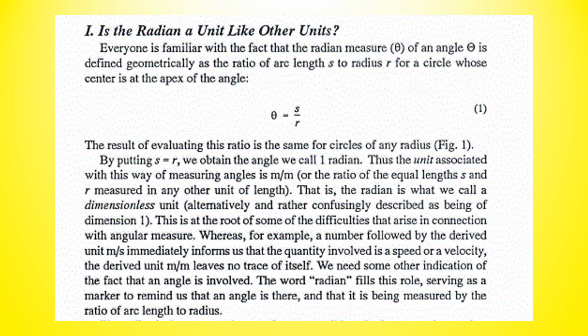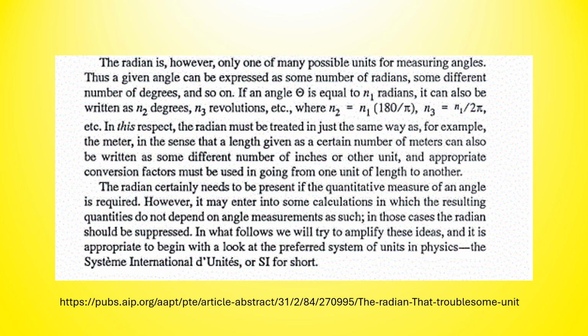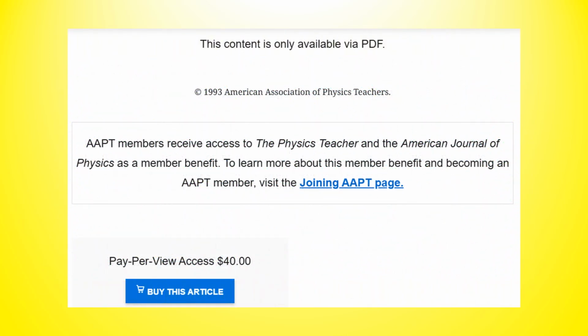You can read the rest of the first page of the article yourself. This part basically questions the radian as a unit of angle. Its definition as the ratio of arc length to radius of a circle leaves it as a dimensionless unit. We need some indication when an angle is involved, since not any length ratio is related to angle. The next part emphasizes the relationship between radian and other units of angle. The radian certainly needs to be present if the quantitative measure of an angle is required. You can open the website. Unfortunately, the rest of the article is behind a paywall.